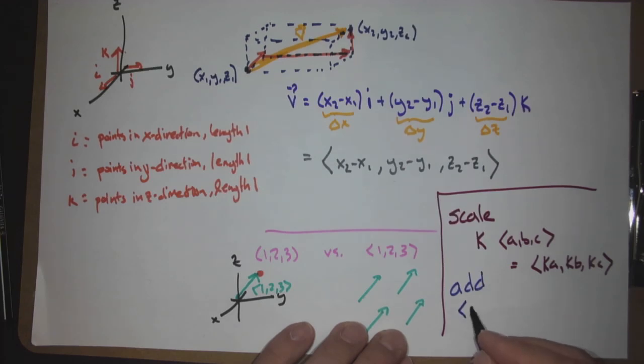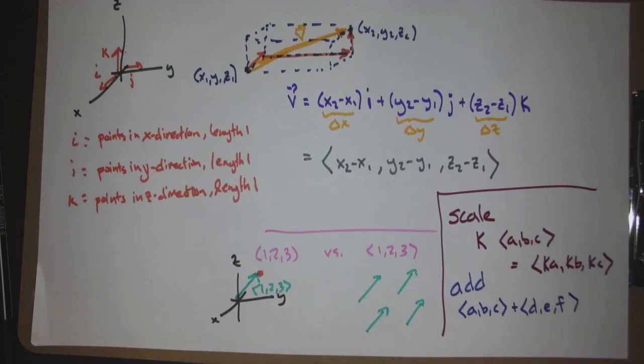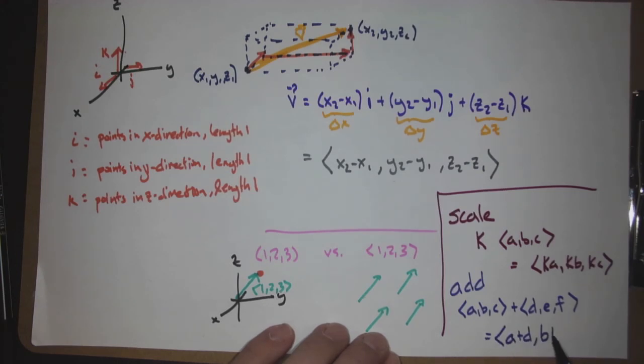So I have a vector a, b, c. And I have another vector d, e, f. And I want to add those together. What do I do? Add the individual values. Yeah, you add the individual entries.